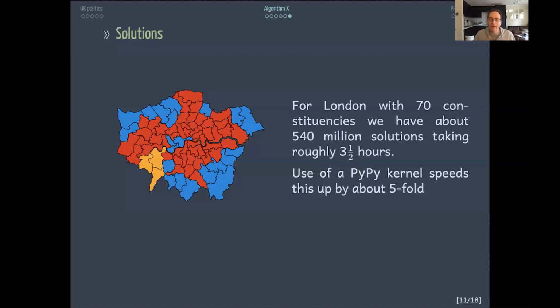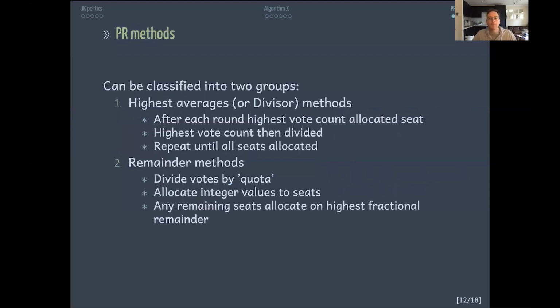Now that was all done, I had to find what PR technique I was going to use for that. If you're only allowed 1 vote, PR methods can be divided into 2 groupings. There are highest average or divisor methods, and remainder methods as well.